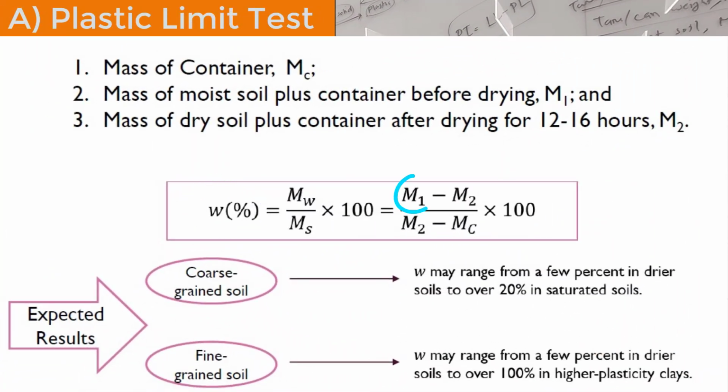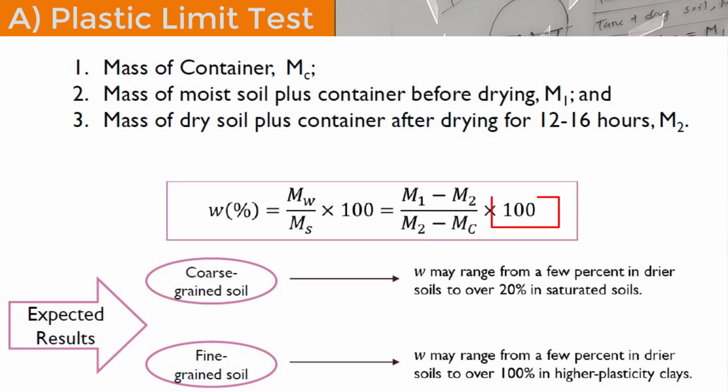The wet weight minus the dry weight, divided by the dry weight minus the empty weight, times 100 to convert it to percent, gives us our moisture content.